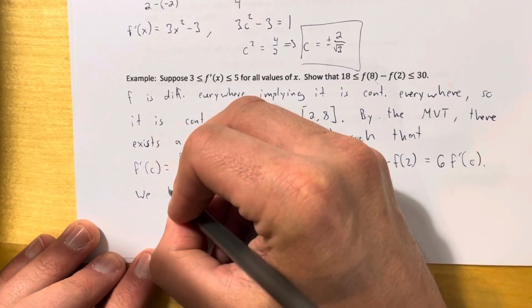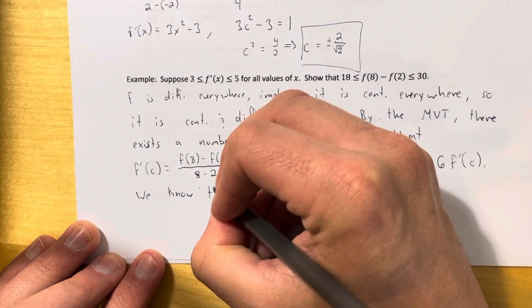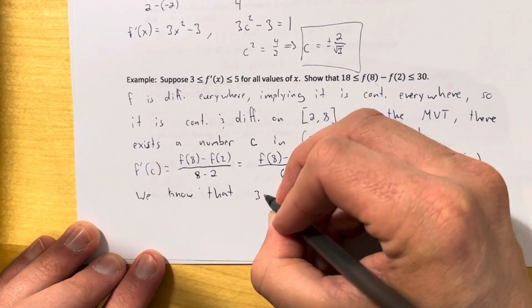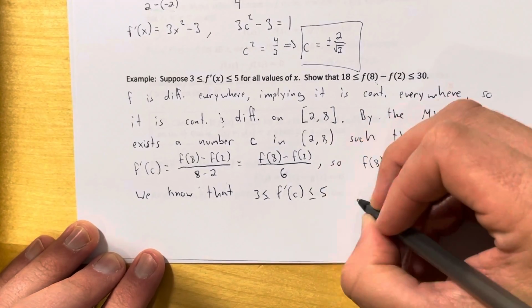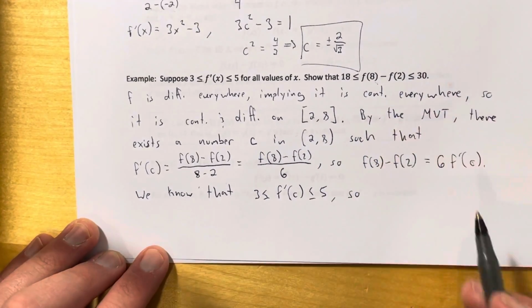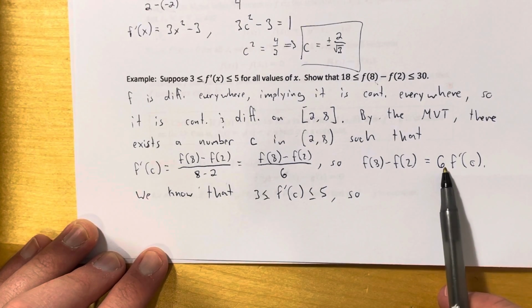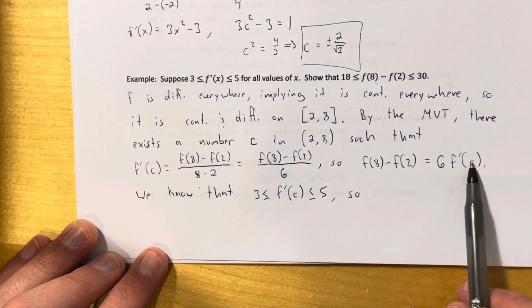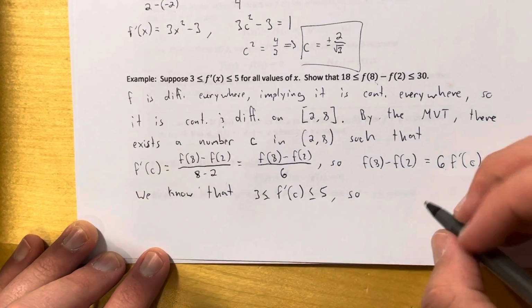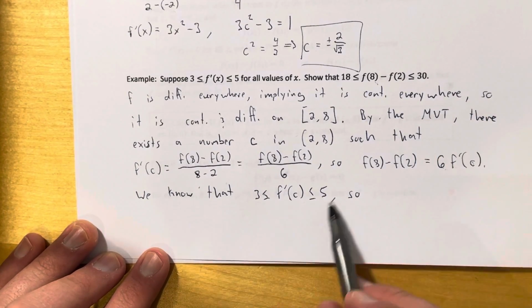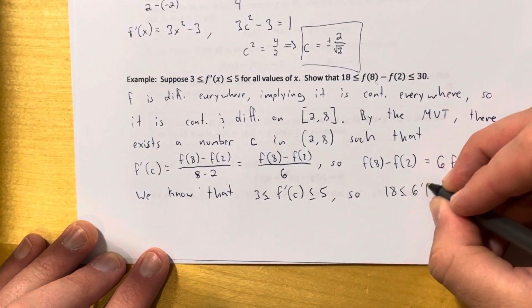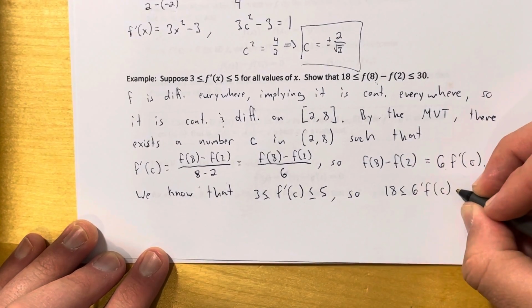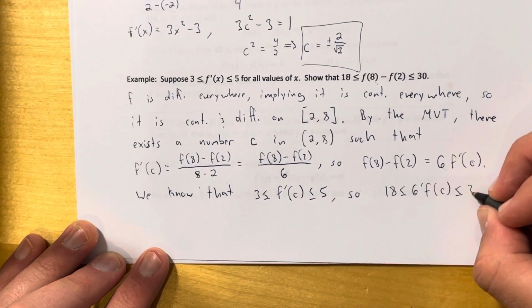We know that this is true. f prime of c has to be between 3 and 5 inclusive. So I know something about 6 times f prime of c here. I'm going to multiply everything by 6 and see what that gives me. Multiplying by 6 gives me 18 less than or equal to 6 times f prime of c, less than or equal to 30.